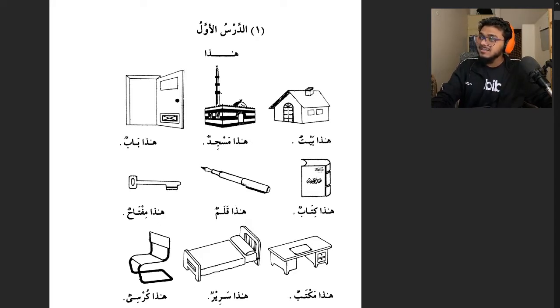Okay, so the first word is baitun. Is it aqil or ghayru aqil? It is ghayru aqil. Masjidun ghayru aqil. Babun ghayru aqil. Kitabun ghayru aqil. Of course, I don't need to say kitabun is a book, qalamun is a pen, because you should already know that. Inshallah, if you don't already know, you will refer to the English key, the meanings, and the pictures are in front of us. So kitabun aqil or ghayru aqil? غير عاقل. قلم غير عاقل. مفتاح غير عاقل. مكتب غير عاقل. سرير غير عاقل. كرسي غير عاقل.